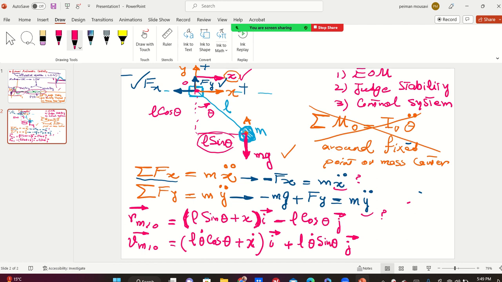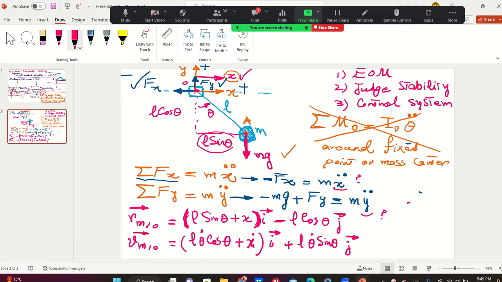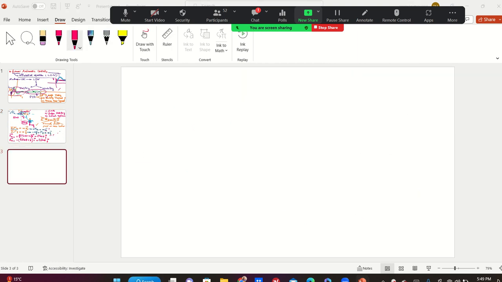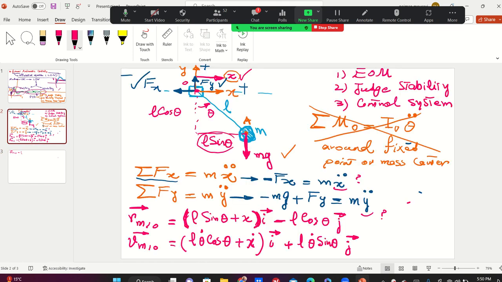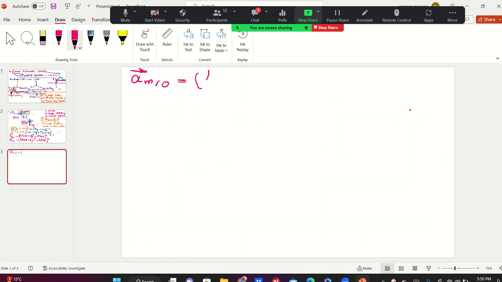So now we have to go for the velocity because we want to calculate x double dot, y double dot. Can I go to next page? Yes. So the acceleration of the mass with respect to point O is the time derivative of velocity. L, let me do the bracket. L theta double dot cosine theta.